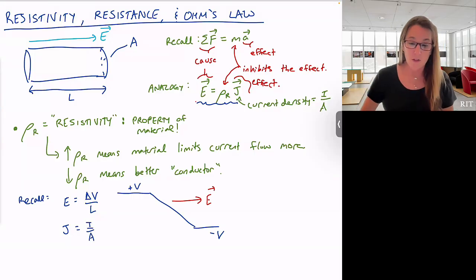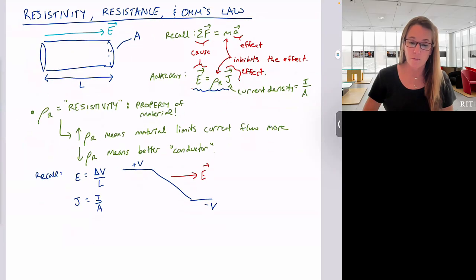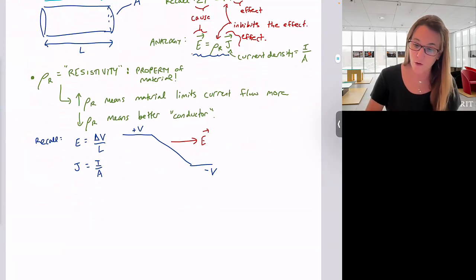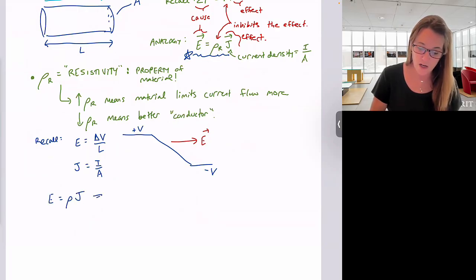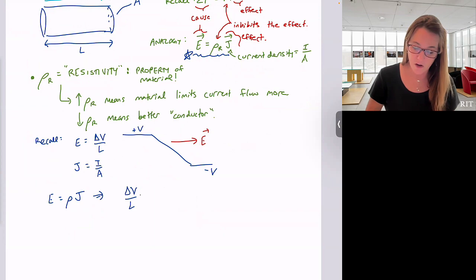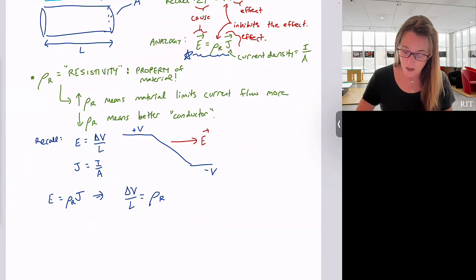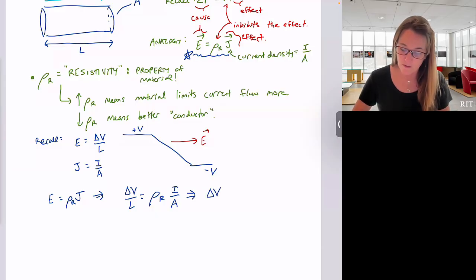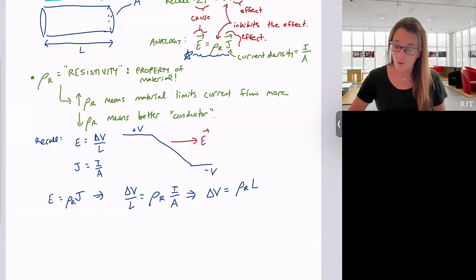So we can put all of these together and we can end up with the following. I can go back to the original equation and say E equals rho J. That's going to give me delta V over L equals rho, and I'm going to keep remembering to call it rho sub R, so again, we don't view it as a density, times I over A. And so we then end up with this relationship, which is that delta V is equal to rho sub R times the length of the wire or the object over the area, all times I.